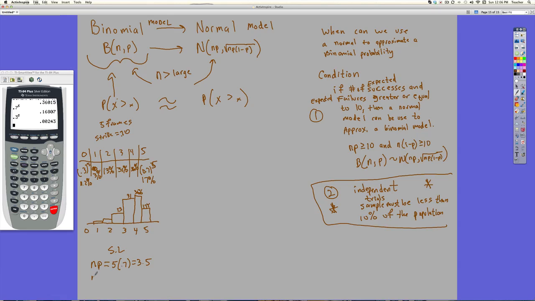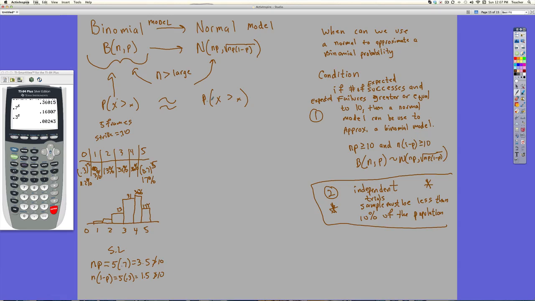So this would be 3.5. The number of failures would be 5 times 0.3, so this would be the leftover ones. These are not greater than 10. And as you can see, the distributions aren't even close to normal.